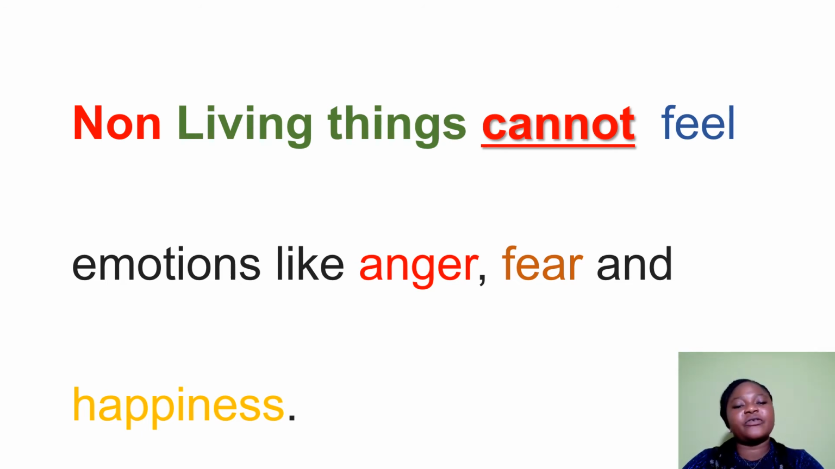Non-living things cannot feel emotions like anger, fear, and happiness. Anger: a table cannot feel anything. Whether you took a cane to hit it, nothing will happen to it. It will not feel anything. A table will never get angry because you are using it to write. Okay?